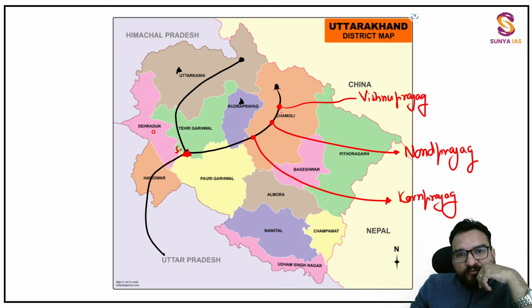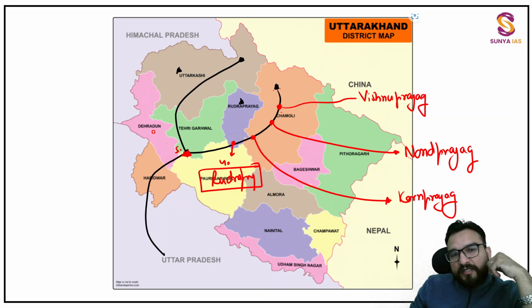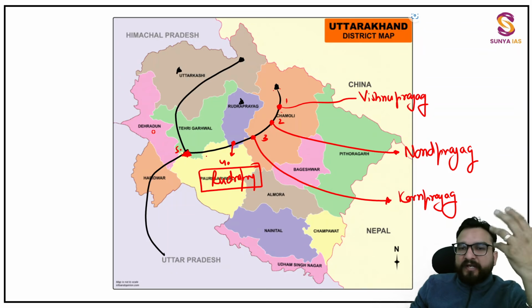Nand Prayag, Karna Prayag I have told you, and the 4th Prayag is in the Rudra Prayag district, and this is Rudra Prayag over here, guys. This is Rudra Prayag. By the district itself you will be knowing Rudra Prayag. Right? 1, 2, 3, 4, 5. Prayags you have to know.